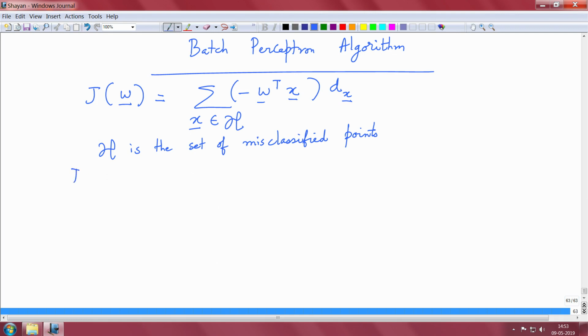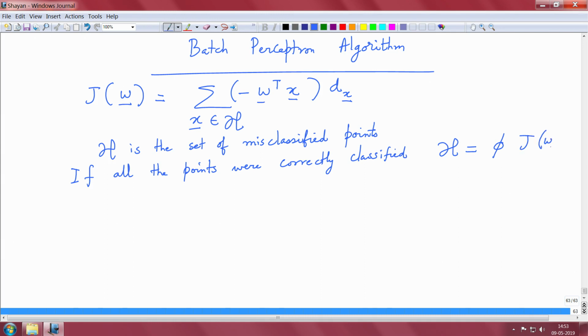Now, if all the points were correctly classified, of course, our misclassified set would be a null set, right. So, therefore, we would get 0 error, right. The cost would be essentially 0, otherwise we accumulate a positive cost.